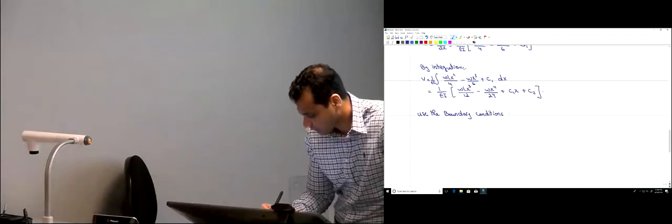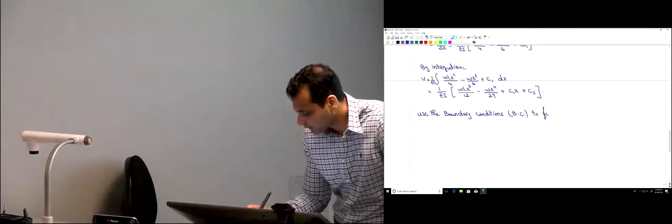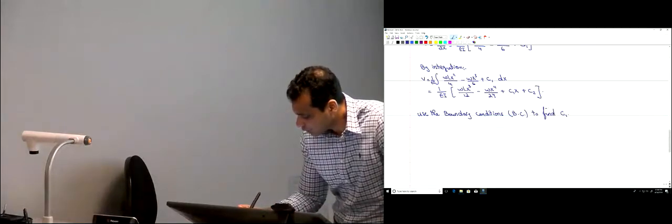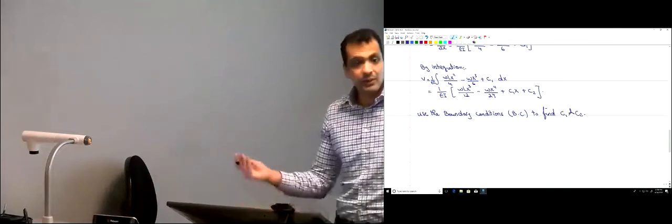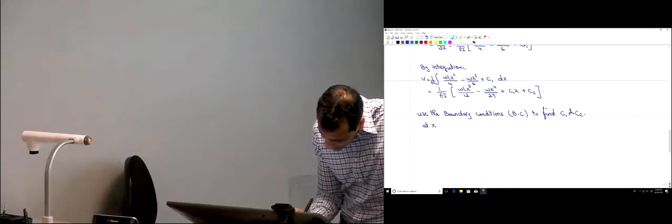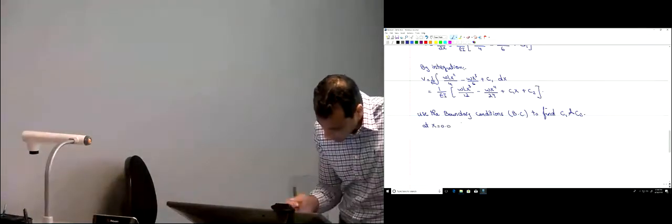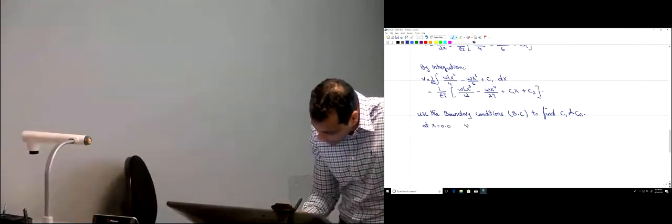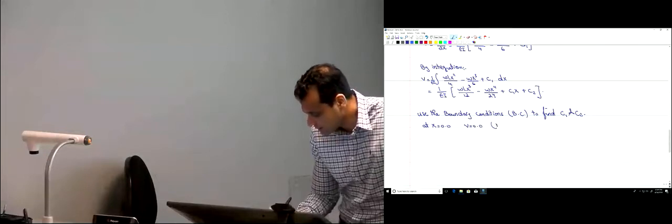So use the boundary conditions, BC, okay, to find C1 and C2. What are the boundary conditions that I know here? I know that at x equal to 0, okay, V is equal to 0. What's this? This is point A.